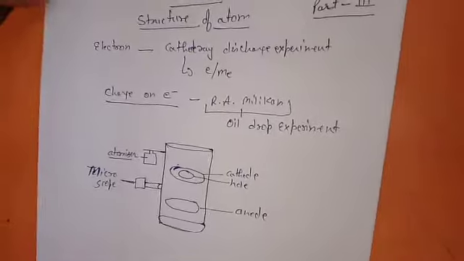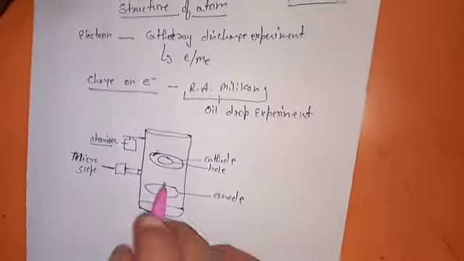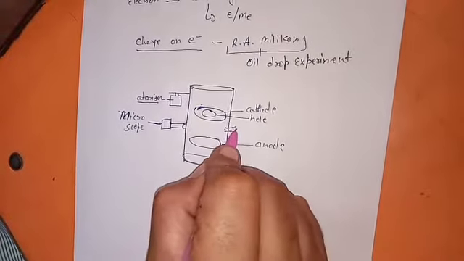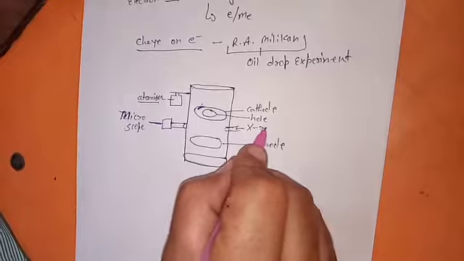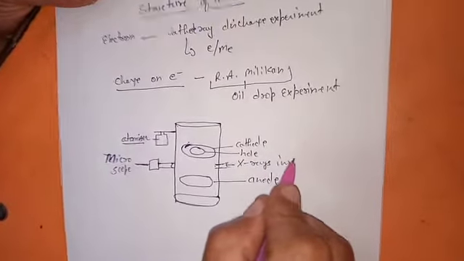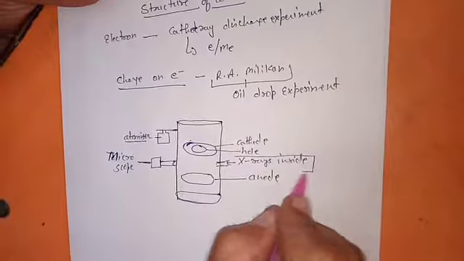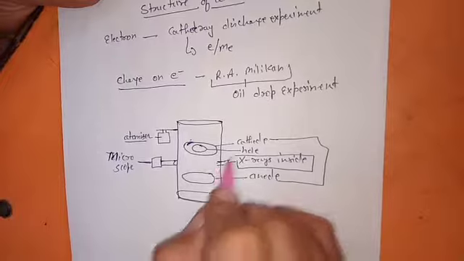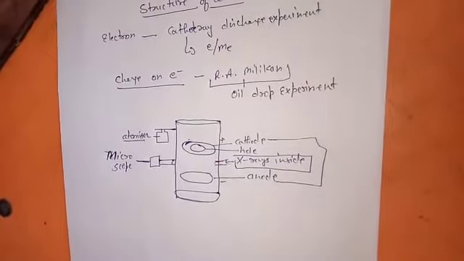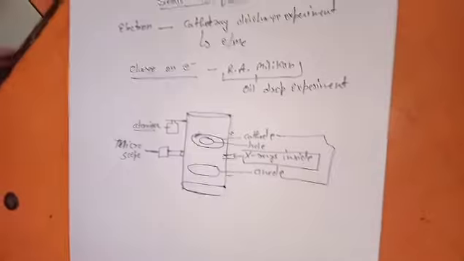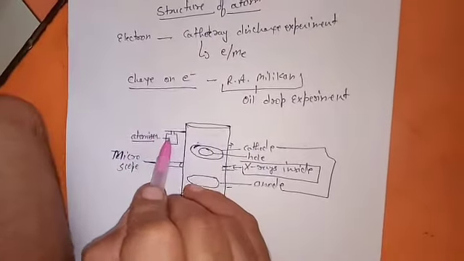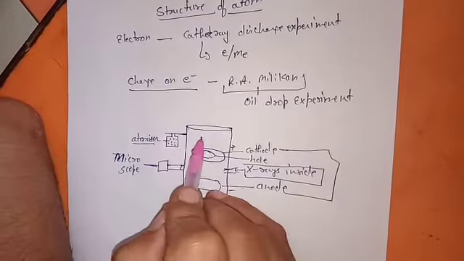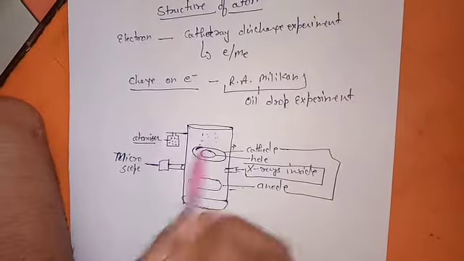One more thing: from here you can pass X-rays inside. I will tell you the purpose of the X-rays. This cathode and anode, as you know very well, are connected to positive and negative charge. Now how will this work? Let's see. In this atomizer the oil exists, and the atomizer sprays oil particles over here.